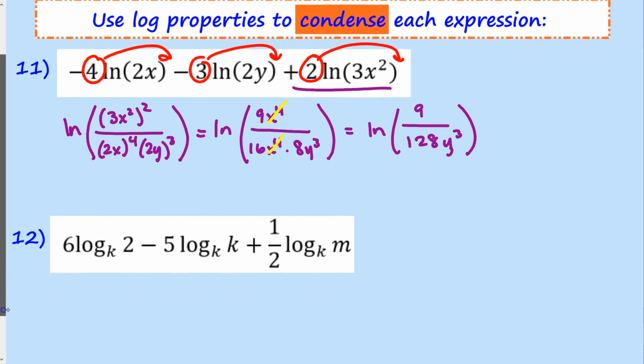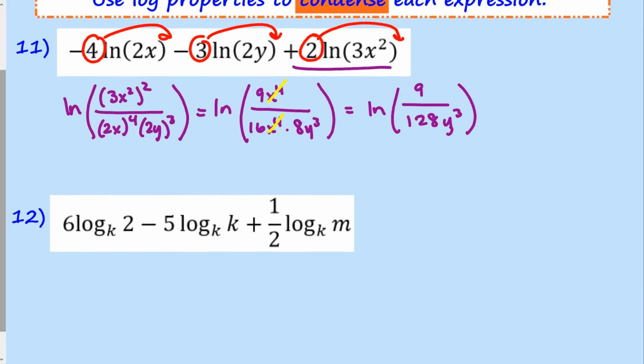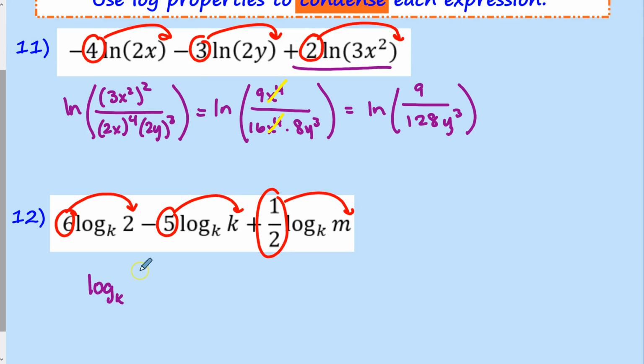And then 12. Same idea. We're going to start by taking the number in the front and raising it, making it a power on the argument. And if it's a 1/2 power, you're going to think of it as a square root. So these are all log base k. So we have log base k of, now any logarithm that's positive, its argument goes on the top, and any logarithm that's negative, its argument goes on the bottom. So we have 2 to the 6th on the top, we have square root of m on the top, and then we have k to the 5th power on the bottom.